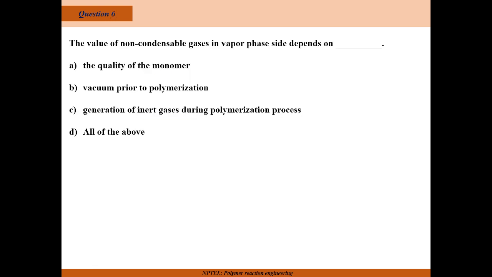Okay, fine. So the value of non-condensable gas in the vapor phase side depends on the quality of monomer, vacuum prior to polymerization, generation of inert gas during polymerization, or all of the above. We are referring to the value as the quantity of non-condensable gases, correct? Yes, yes.